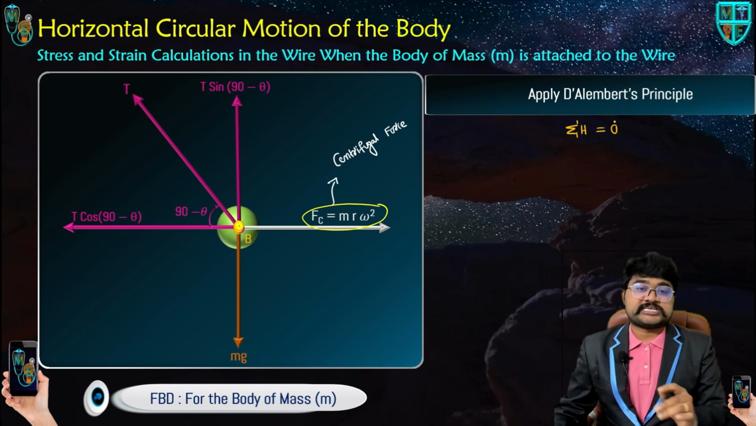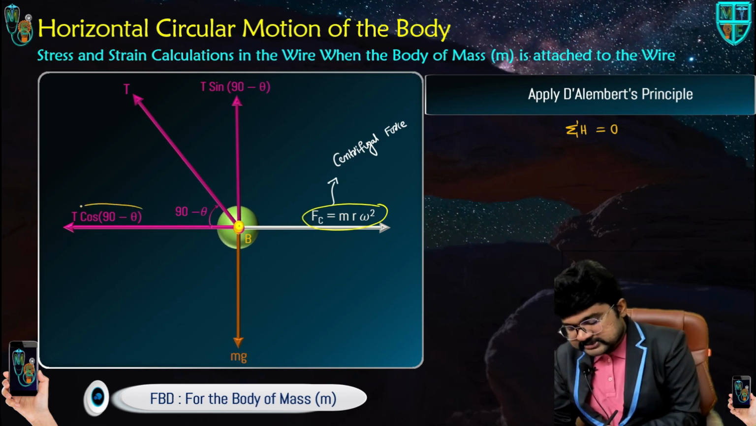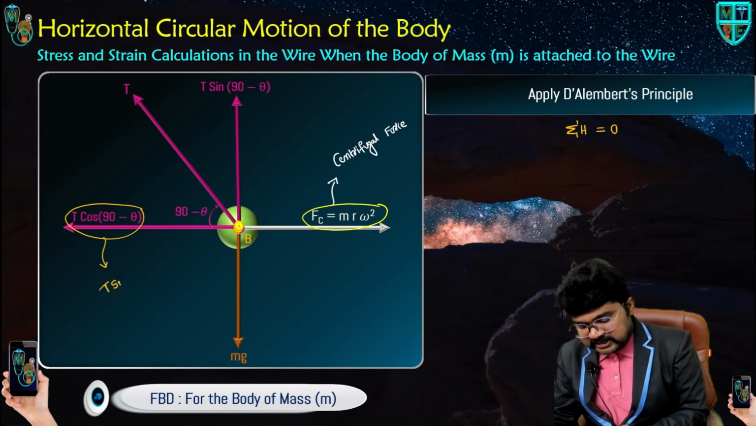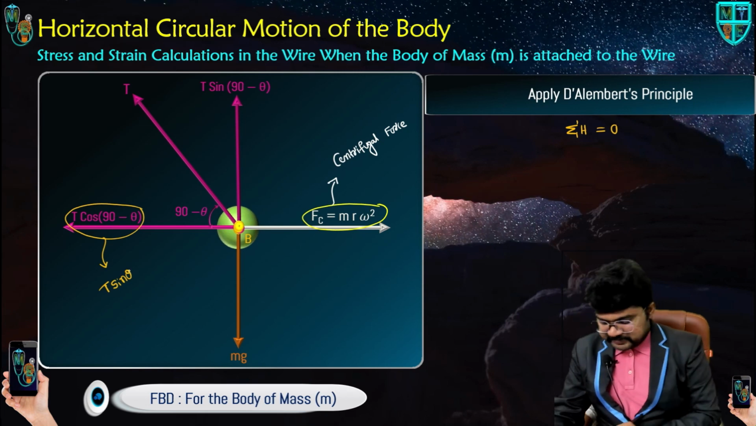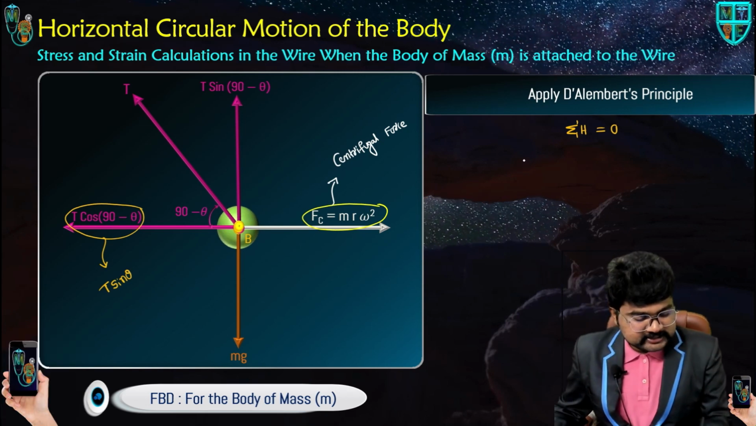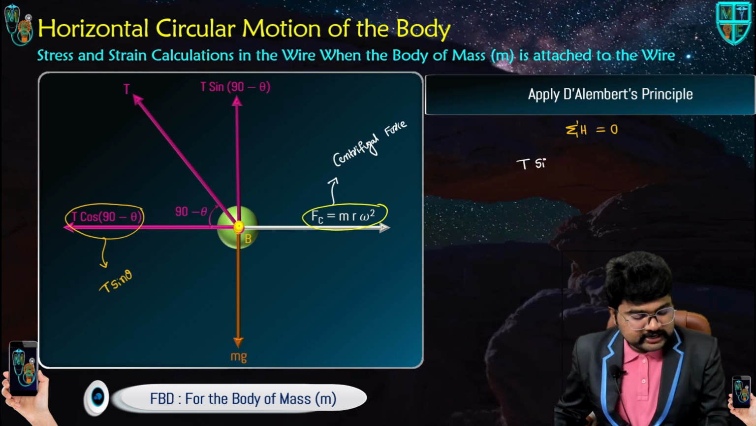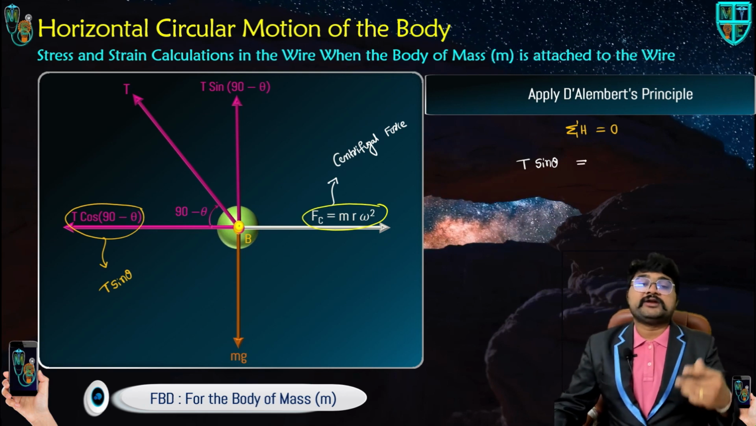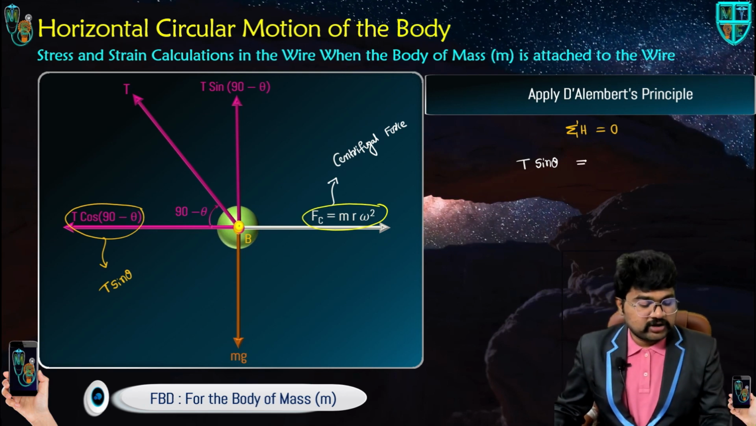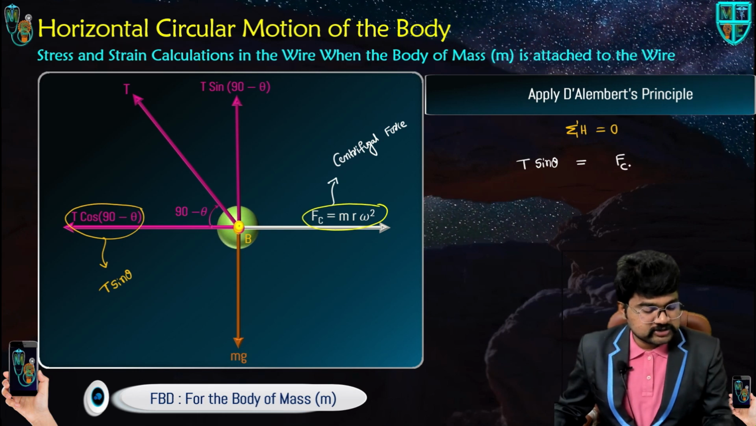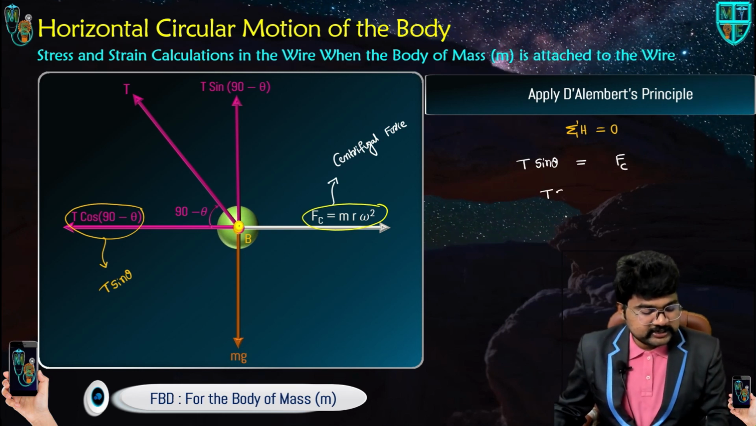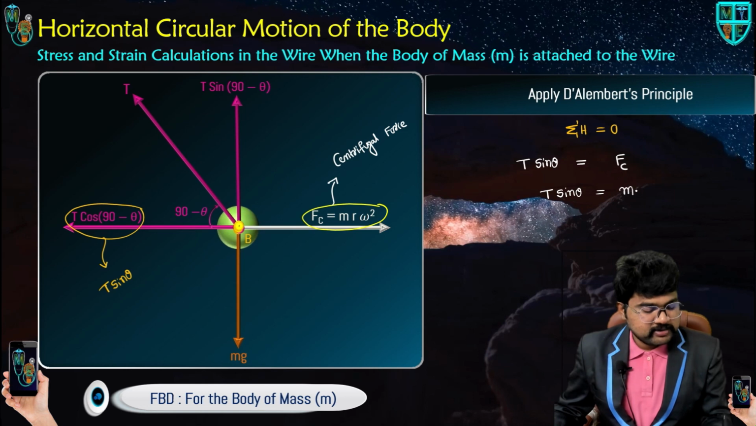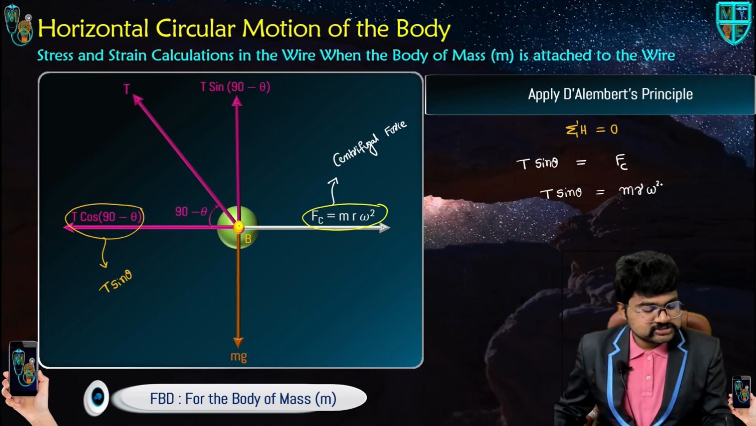Sigma H equals to 0 means what? Sum of the left forces equal to sum of the right forces. This is nothing but T sin theta. Sum of the left forces equal to sum of the right forces: T sin theta equal to centrifugal force. So here T sin theta equals to m r omega square.